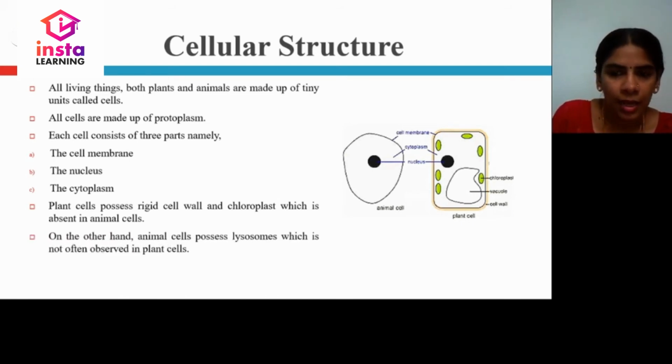On the other hand, animal cell possess lysosome, which is not seen in the plant cell. So this is a characteristic difference between animal cell and the plant cell. Plant cell has rigid cell wall and chloroplast, which is absent in the animal cell. On the other hand, animal cell has lysosome, which is absent in the plant cell.